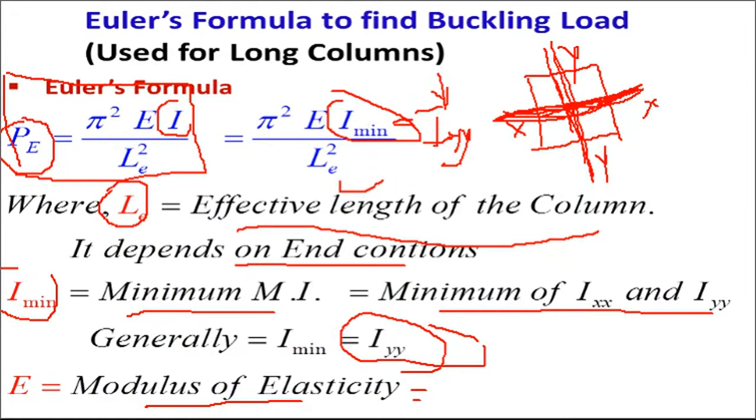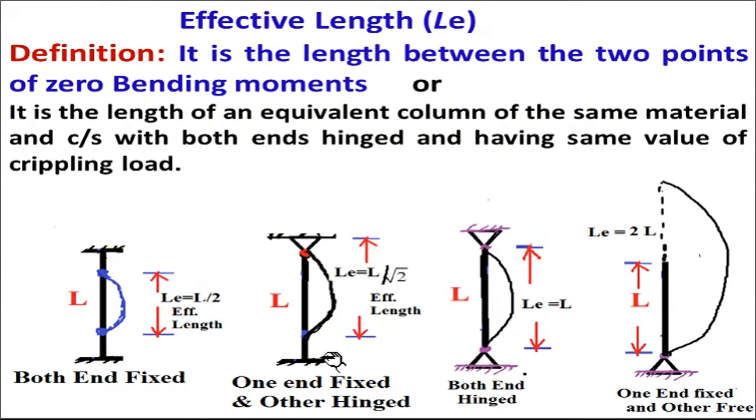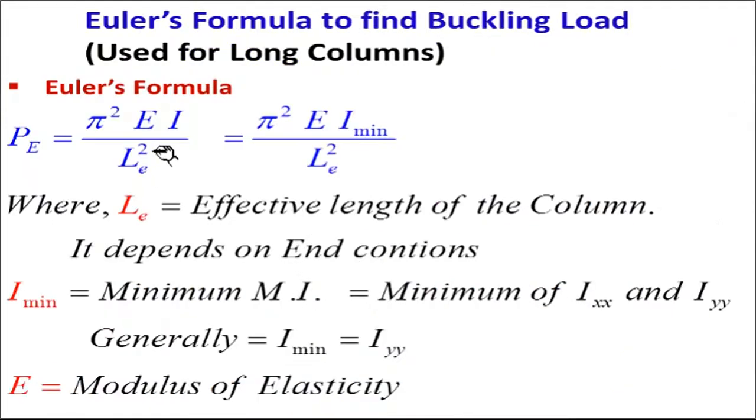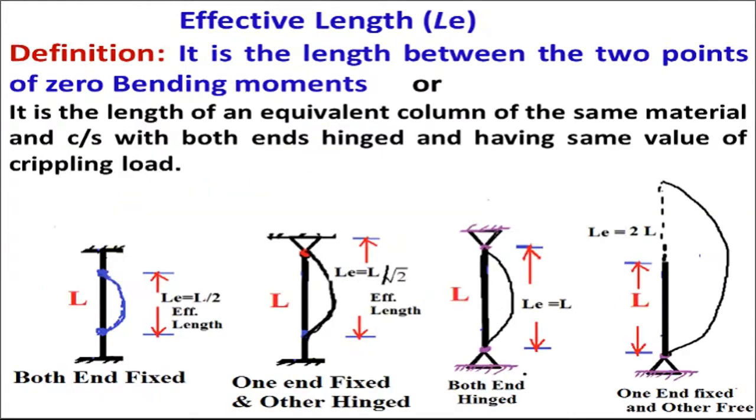Okay. Now we'll just discuss the different end conditions, because in this particular case, we have seen this LE is the effective length. So what is effective length? Effective का मतलब क्या होता है? The length which will actually buckle due to loads, that length is called the effective length. So it is the length between 2 points of zero bending moment.